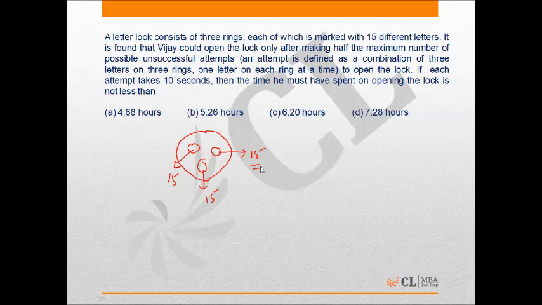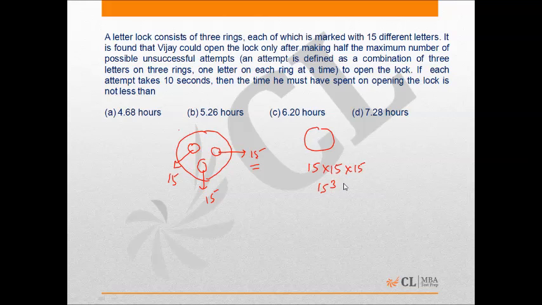As we know that there are 15 marked letters on each ring, so the number of attempts that will be there is 15 into 15 into 15. Since every ring has 15 letters and there are 3 rings, so the total number of attempts that can be made is 15 raised to power 3.